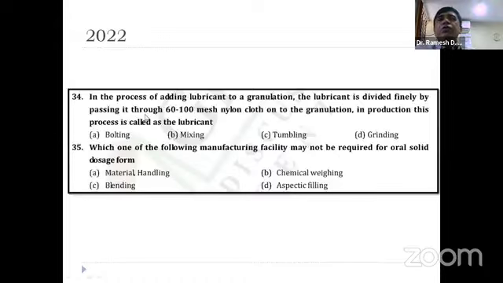In 2022, two more questions were asked from tablets only. In the process of adding lubricant to a granulation, the lubricant is divided finely by passing through 60 to 100 mesh nylon cloth. The process is known as bolting, mixing, tumbling, grinding, etc. Which of the following manufacturing processes may not be required for oral solid dosage forms? Material handling, blending, chemical weighing, and aseptic filling.